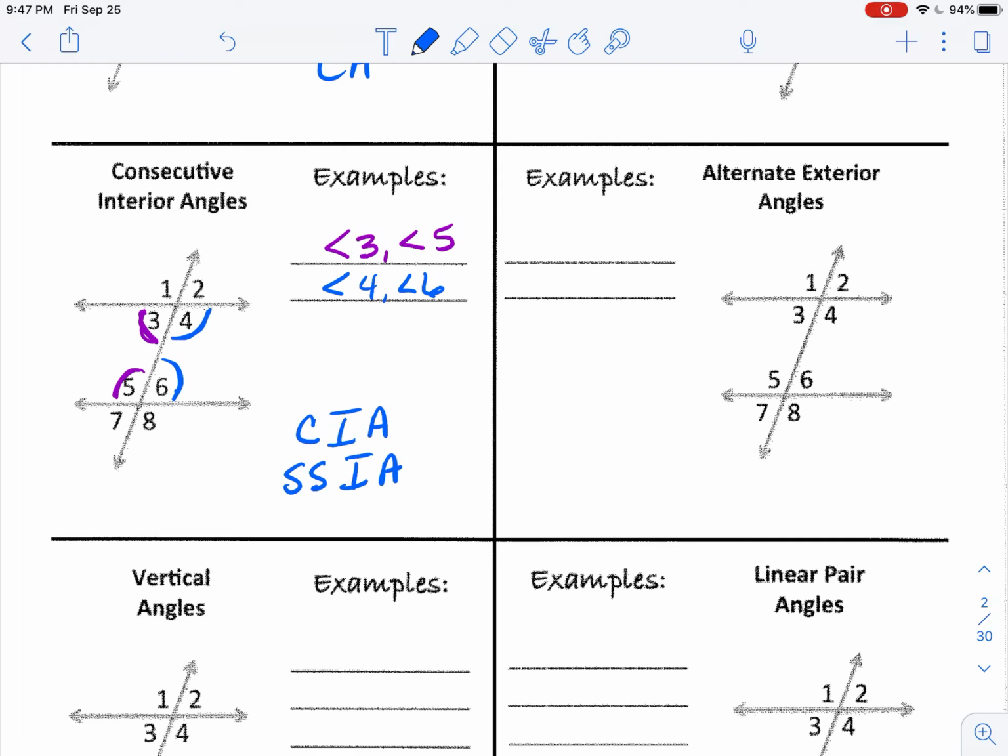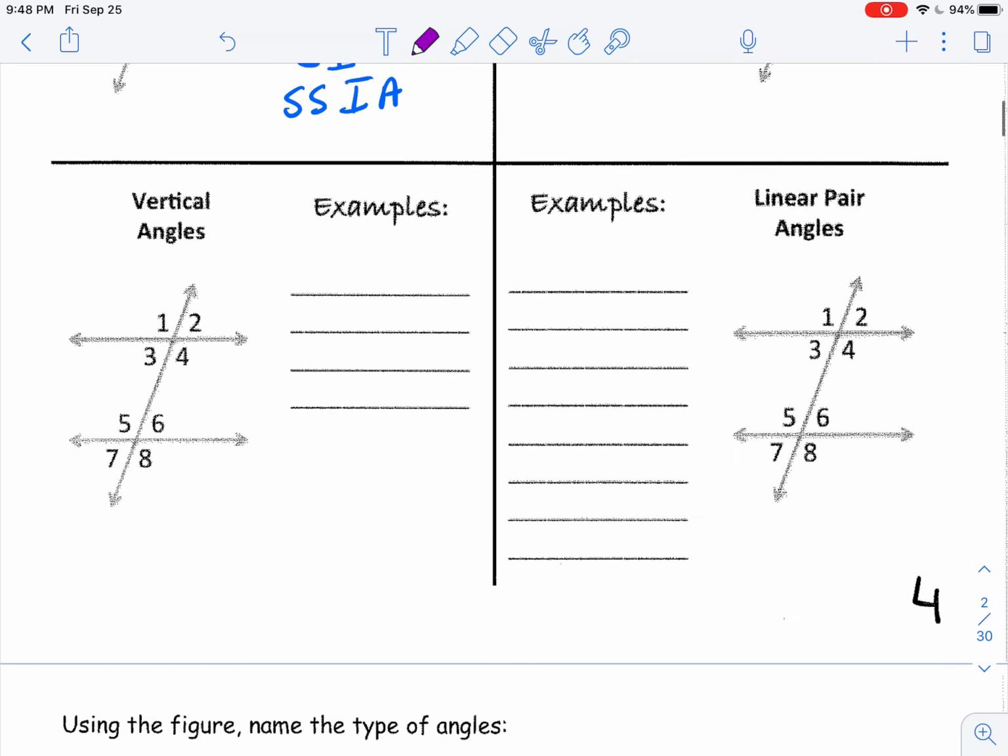Now, alternate exterior angles. Alternate means we're on the opposite side of the transversal. Exterior means we're going to be outside. So how about 1 and 8? Another example would be angles 2 and 7. And these are alternate exterior angles, AEA.